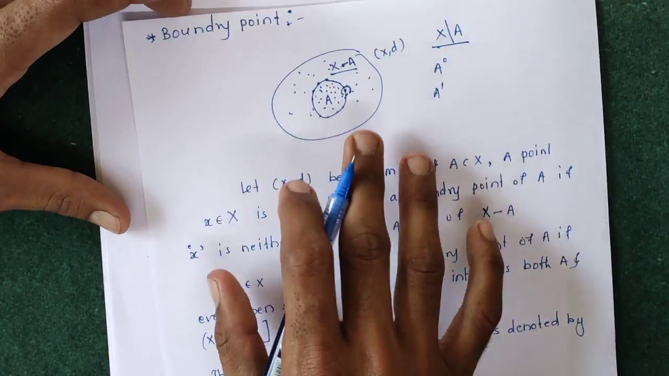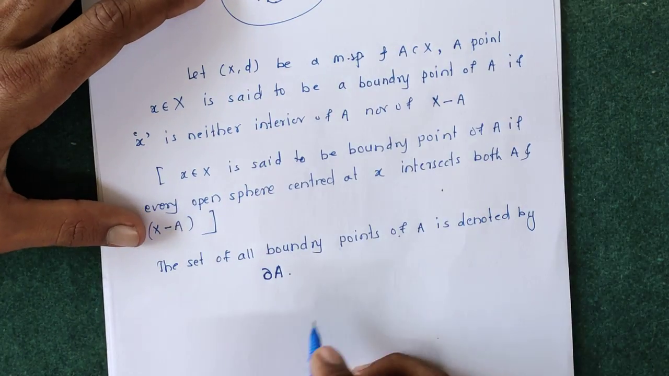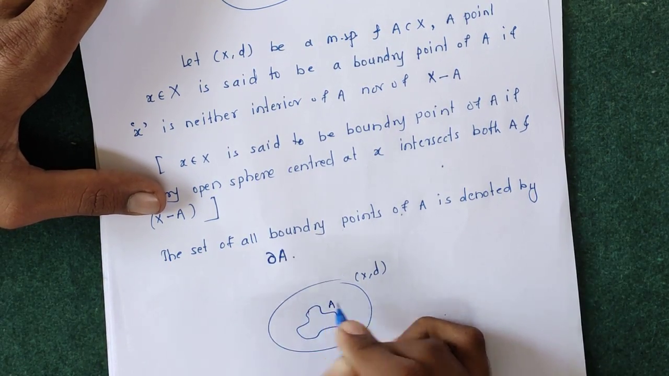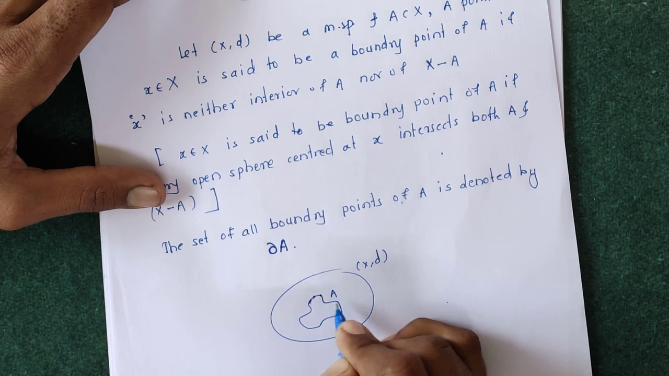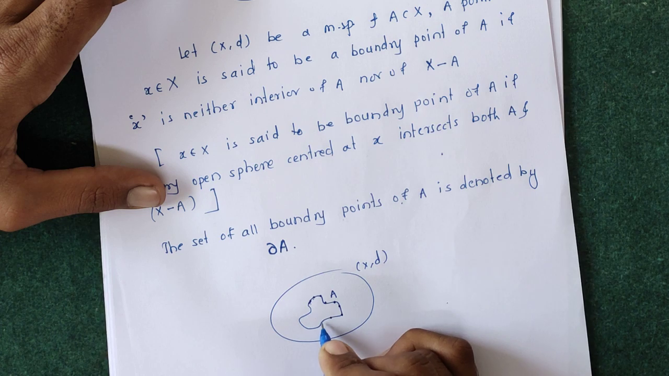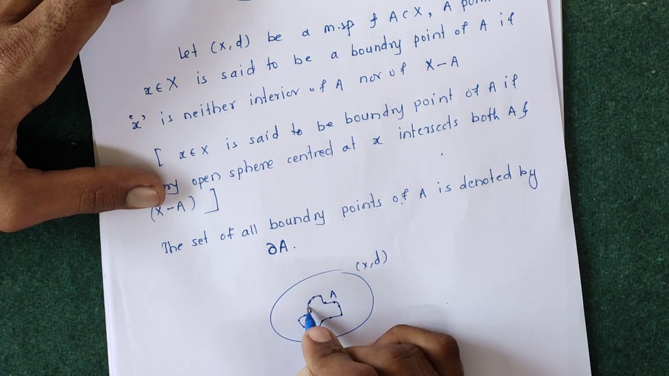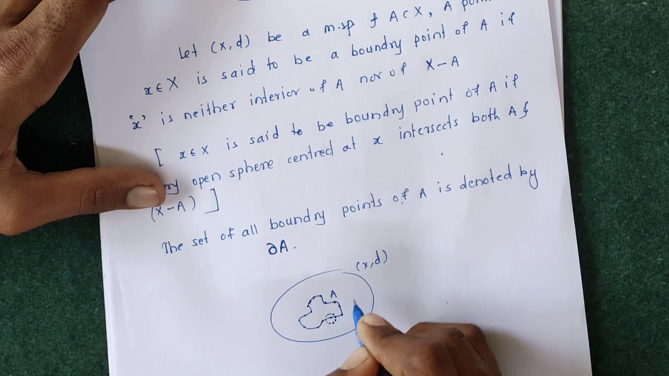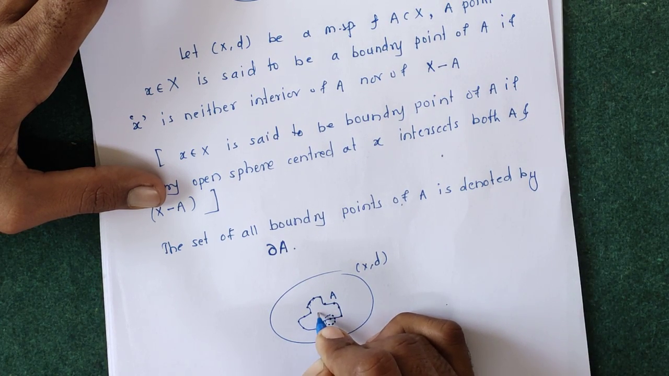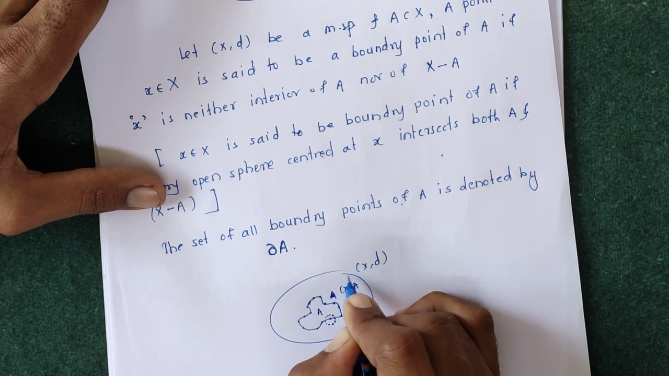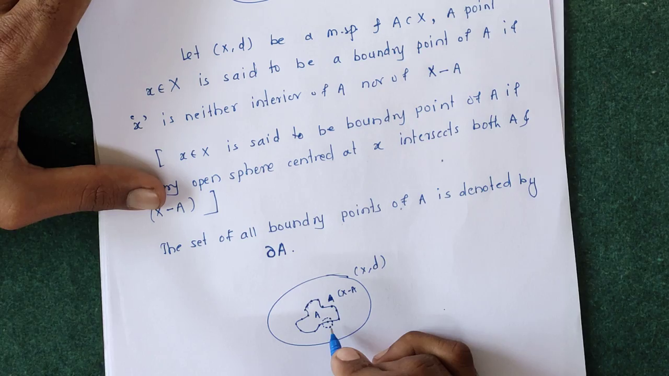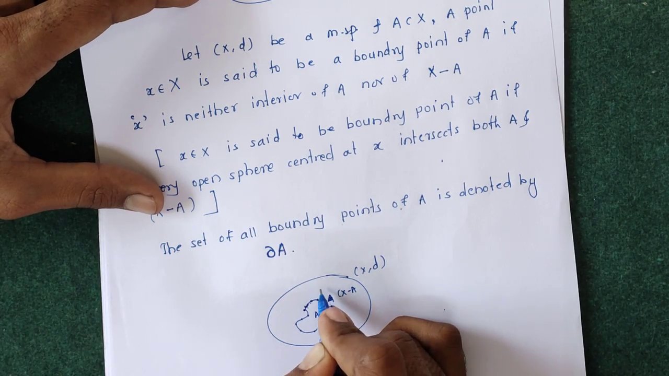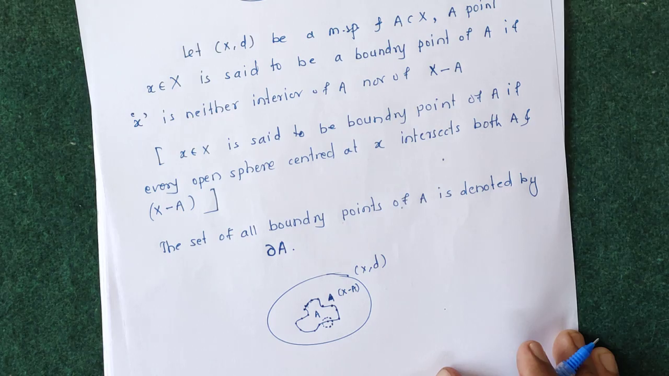So here in this diagram we can clearly say that these are the boundary points. Suppose I draw another diagram. Suppose this is metric space (X, d), and this is set A. Then the points on this boundary are boundary points. This is very clear, because if you draw the open sphere centered at any such x, then that open sphere contains some elements of A as well as some elements of X minus A. This is set A and this is the set X minus A. Then that open sphere intersects A as well as X minus A. Also, the points on this boundary are neither interior points of A nor interior points of X minus A. So this is the definition of boundary points.